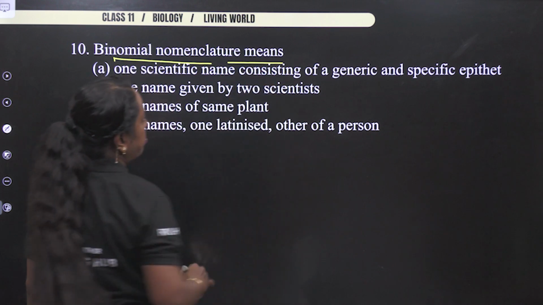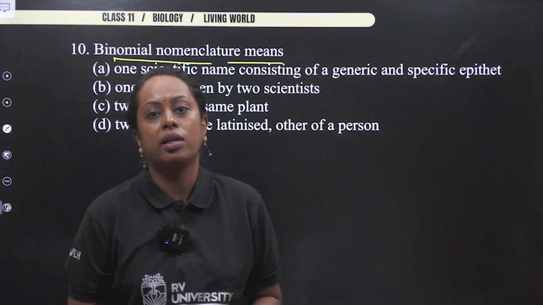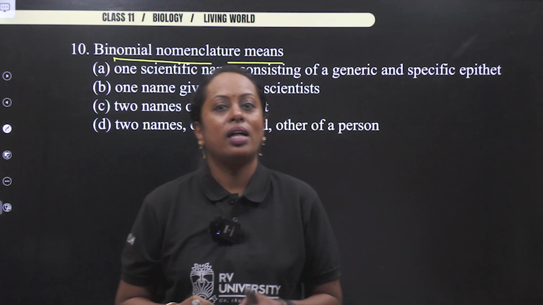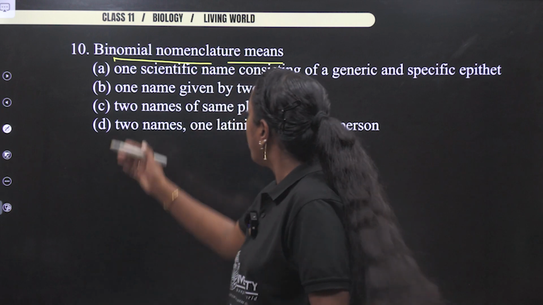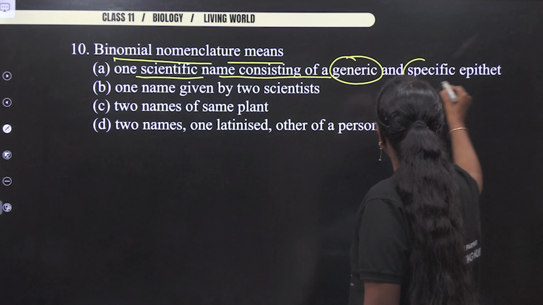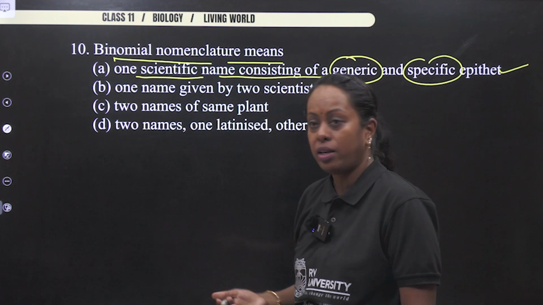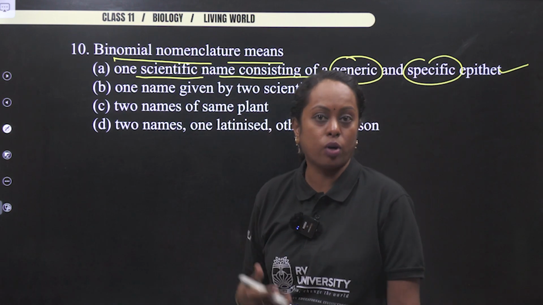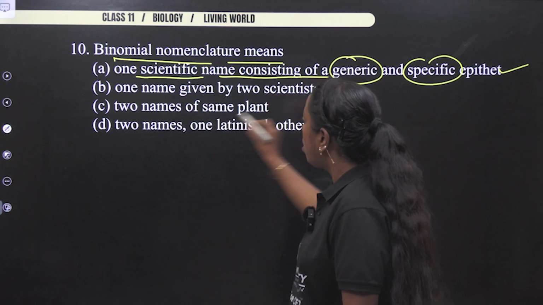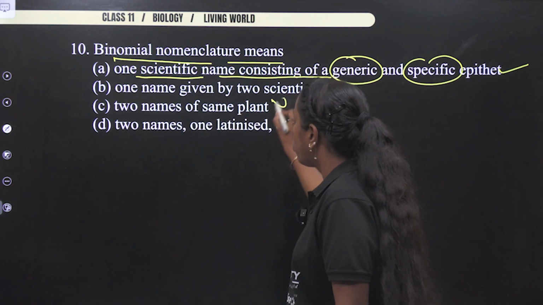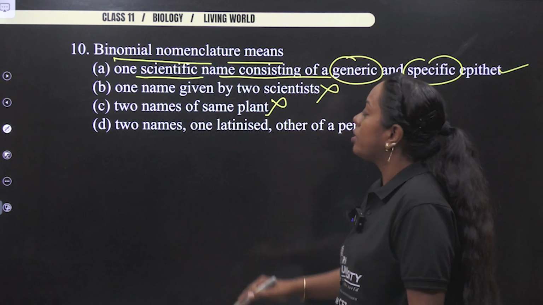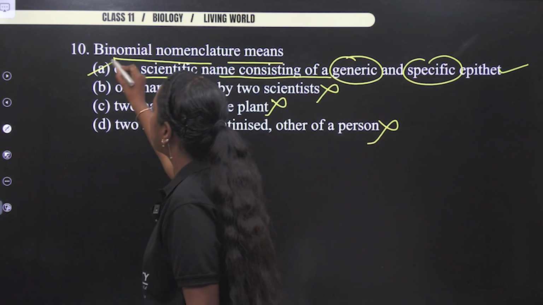Binomial nomenclature means we know that two scientific names are given. One will be the generic name and the other one is going to be the specific epithet. So if you check, one is a scientific name consisting of generic name and specific epithet. This is what I just now defined. So option 1 seems to be correct. We have to counter check with respect to the other options. One name is given by two scientists? No. Two names are given for the same plants? No. Two names, one is Latinized and the other of a person? No. So thereby our answer is going to be option A.